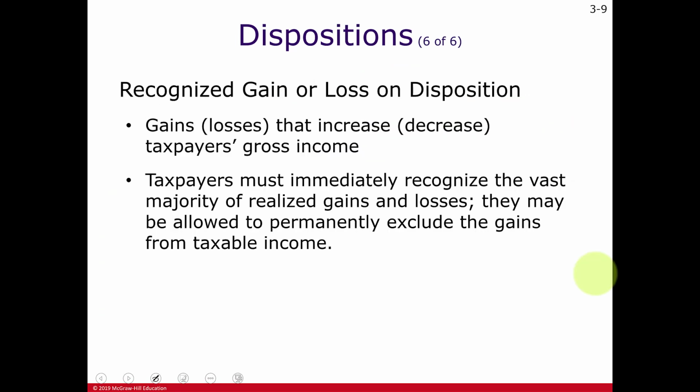So here's that R word again. Remember, recognize means you're reporting it on the tax return and you're paying tax on the gain, or you're reporting this loss on the tax return and deducting it and saving taxes. Versus realize. Again, realize means you sold it. Recognize means you're reporting it on your return. Okay, let's stop here and continue with part 2 of this chapter 3 video lecture.